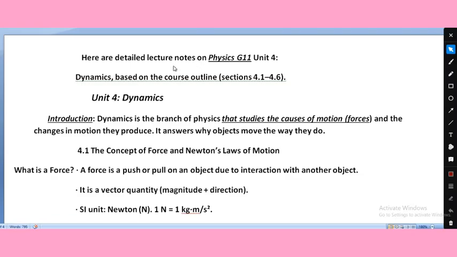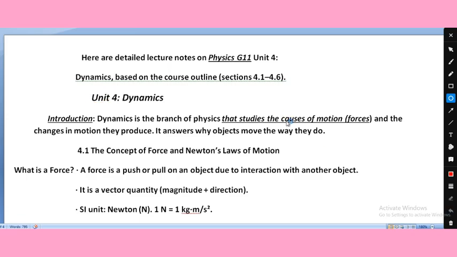Today we discuss physics grade 11, chapter 4, dynamics, based on this course outline: 4.1, 4.2, 4.3, 4.4, 4.5 and 4.6. When we start from the beginning, we discuss unit 4, dynamics. From this, we start with the definition of dynamics.